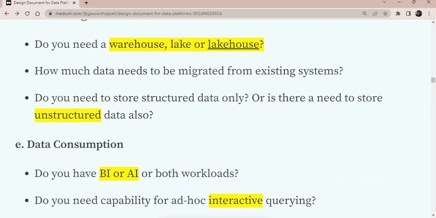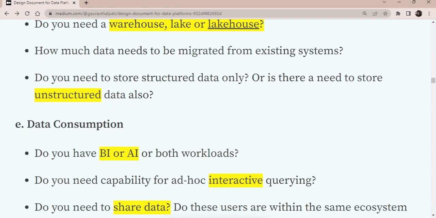If you're dealing with both structured and unstructured data, you can have a combination of a lake and a warehouse, or you can go for the lake house, which is the current trend. Now Databricks has a very good solution. You can do the same thing with Azure and AWS and Snowflake also. Again, these are the design choices.